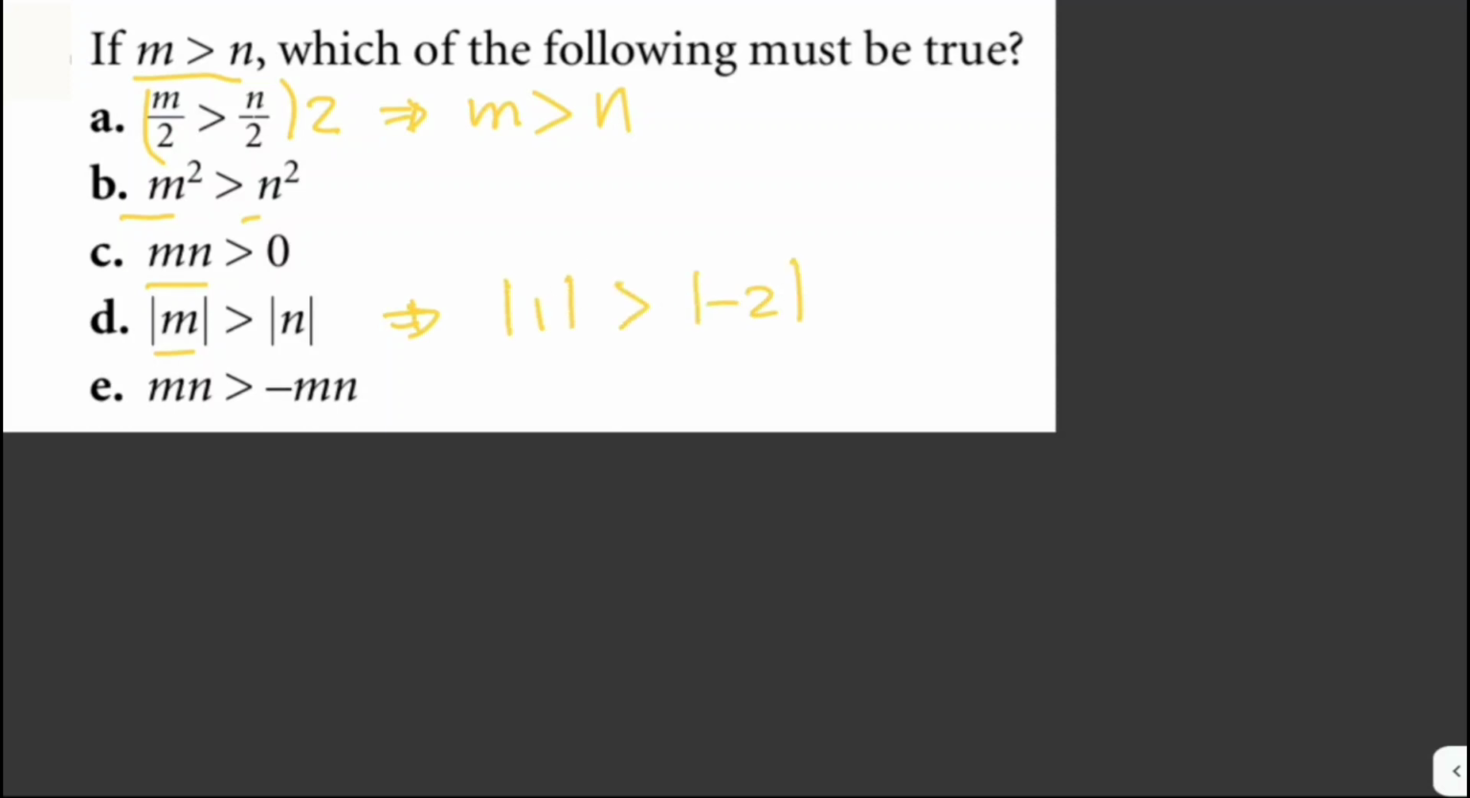See? So this isn't. And lastly, for letter E, the product mn is not greater than the product -mn when m is positive and n is negative. Therefore, the answer here must be letter A.